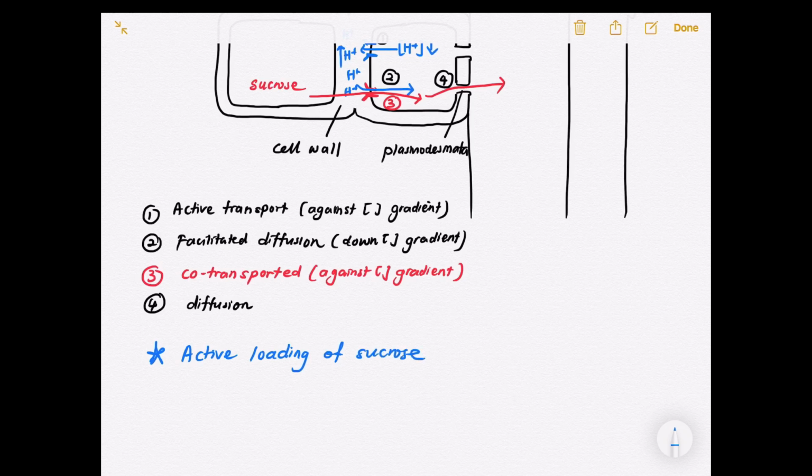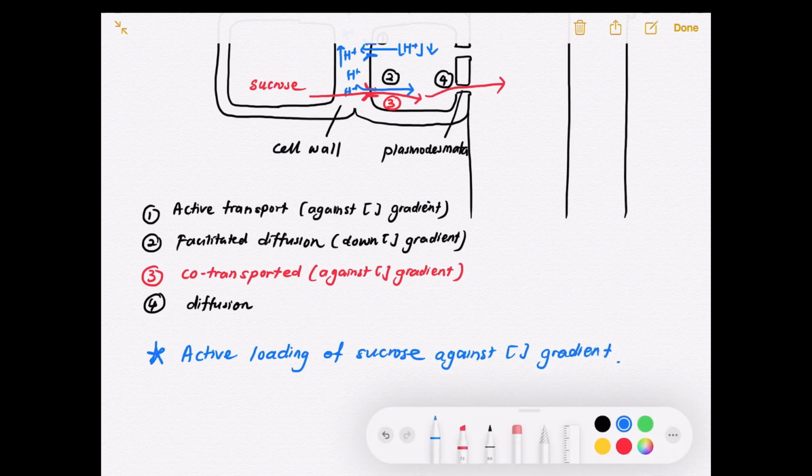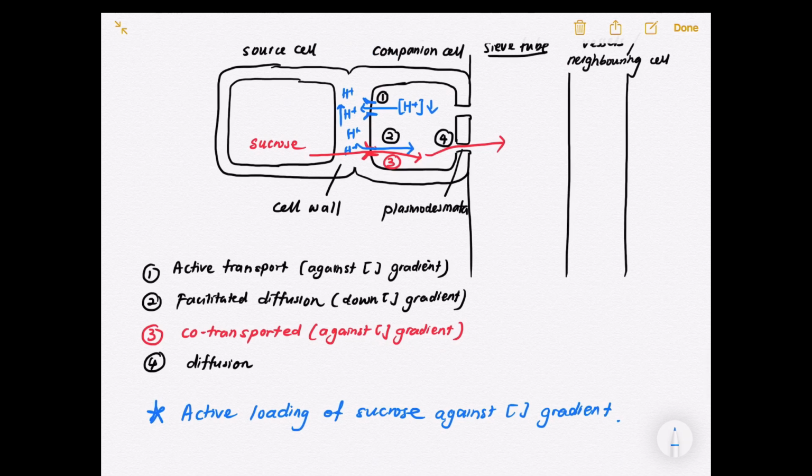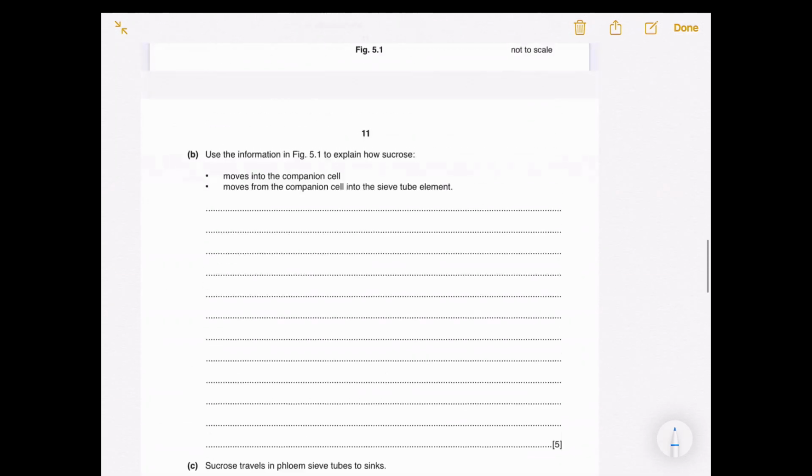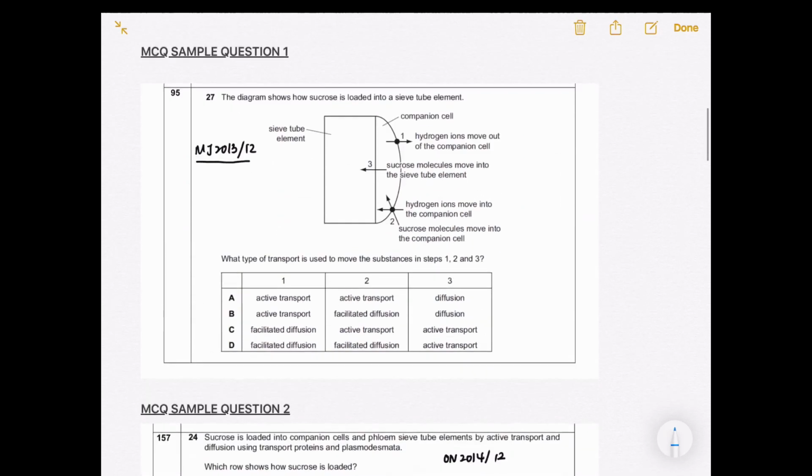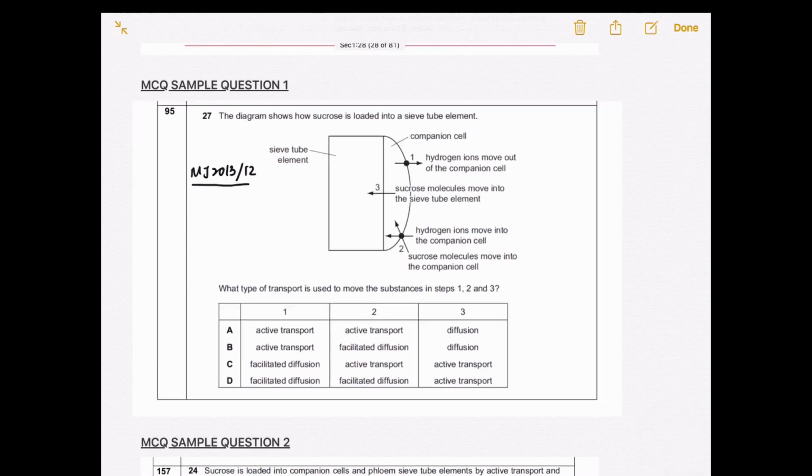So this is the whole idea of active loading of sucrose against concentration gradient. So now, after understanding this, see if you can apply it to the question. So we go back to this. I'll refer to this question.